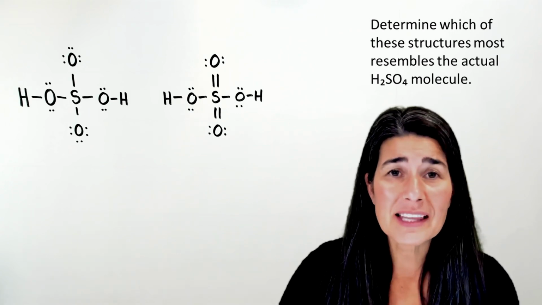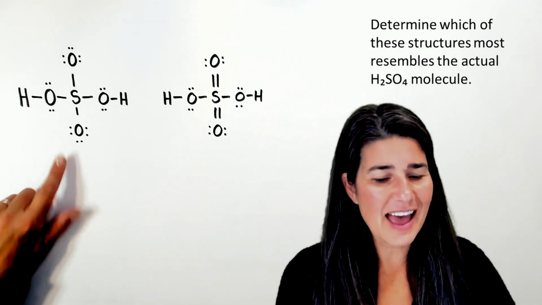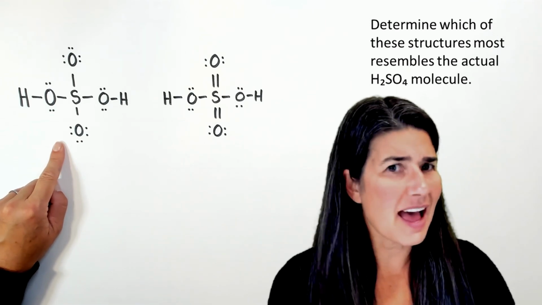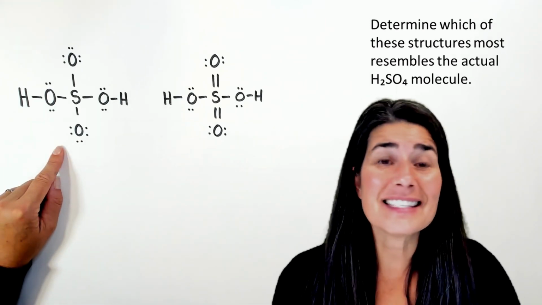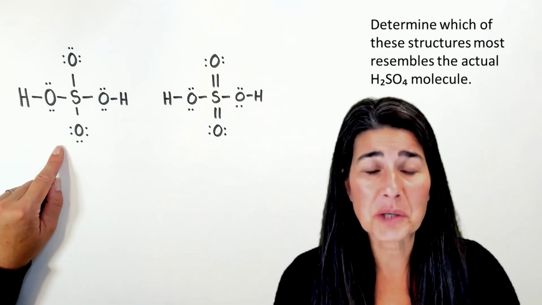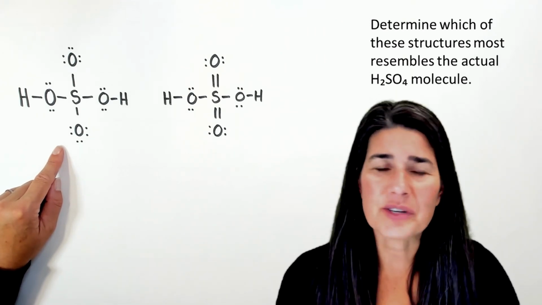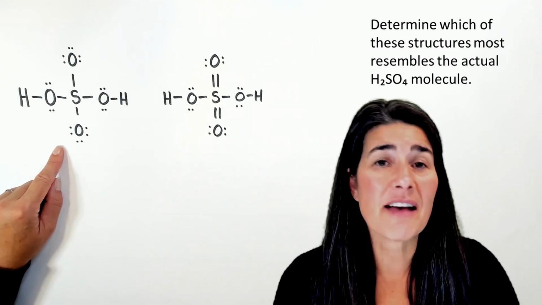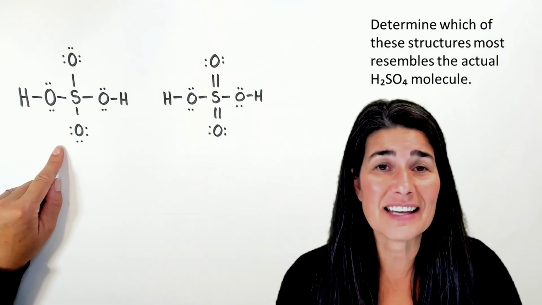If you were doing this, you would probably end up with structure A, the structure on the left, as your picture. And this is definitely a possibility. This one is a valid structure because we have the correct number of electrons in this picture, and everything that should have an octet does have an octet.